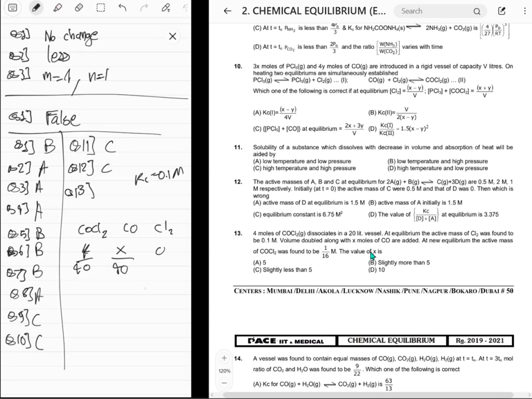At the new equilibrium, the active mass of COCl2 was found to be 1 upon 16 molar. That's 2.5 upon 40, the equilibrium COCl2 concentration. That means the change is 1.5 moles. So CO is X plus 1.5 upon 40, and Cl2 is 1.5 upon 40.